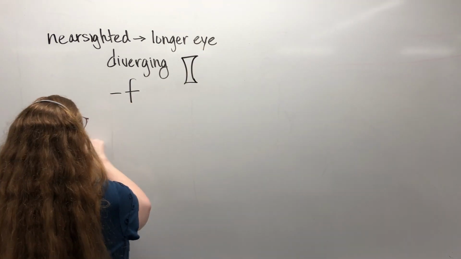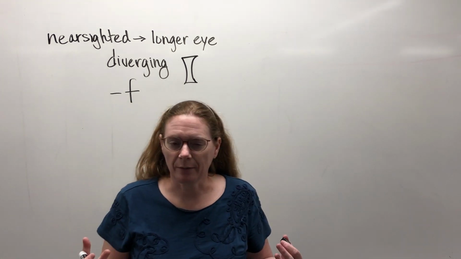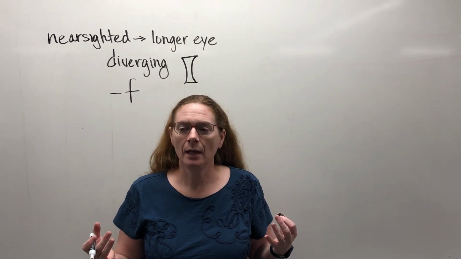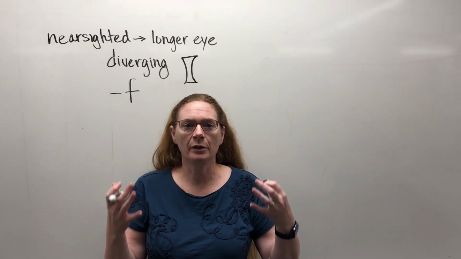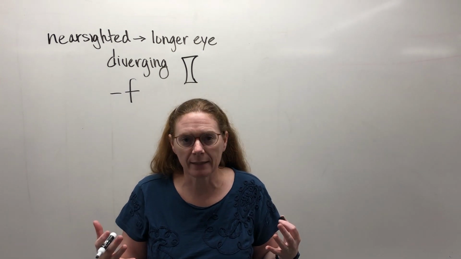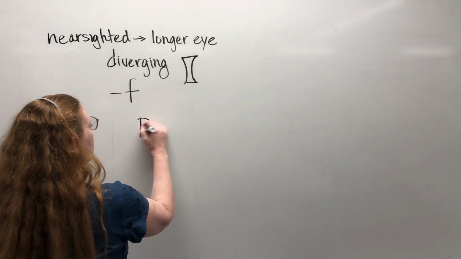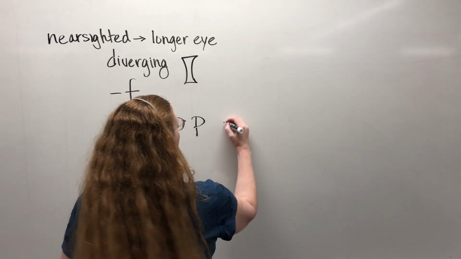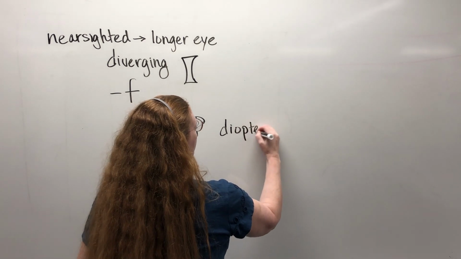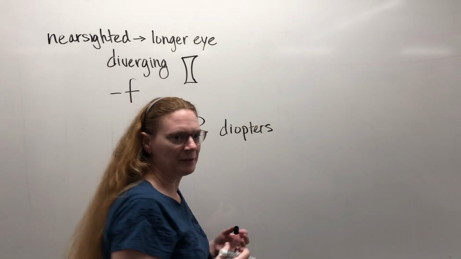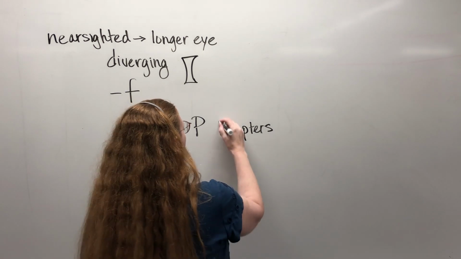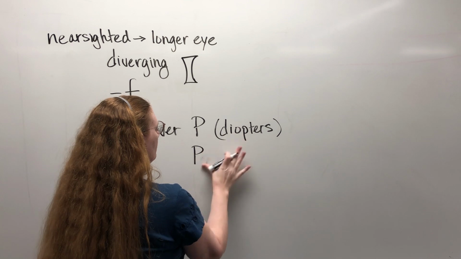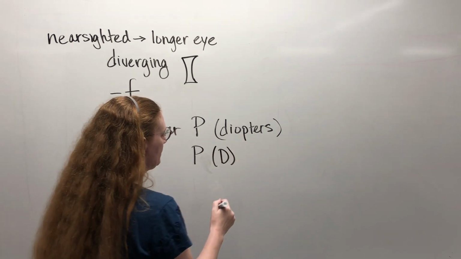So a negative focal length. Now, what is this prescription that we talk about? The prescription for your glasses or contacts is in a variable called power. It's the power of a lens, and the symbol is capital P. And the unit is diopters. So we have power in diopters, which is capital D.